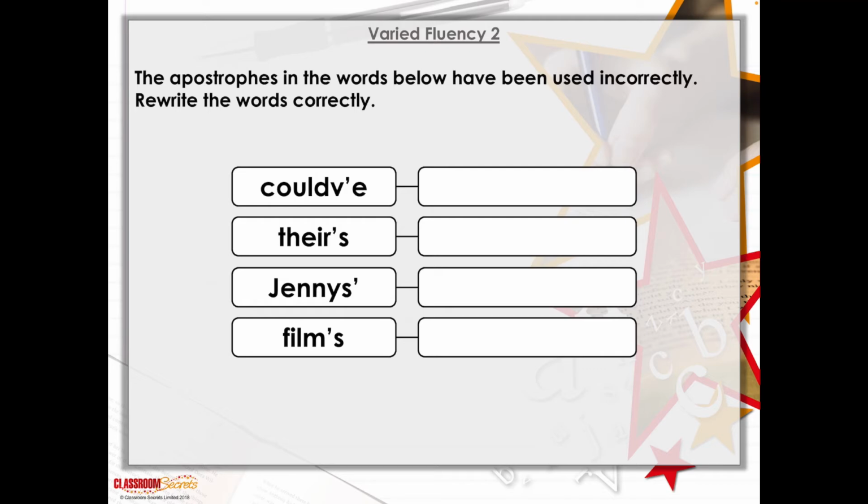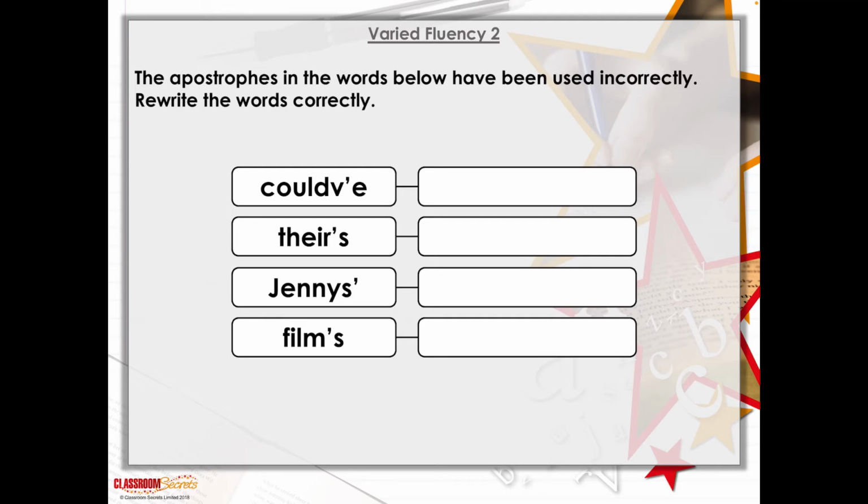Okay, so could've is short for could have. So where would the missing letters be in could have? They would not be between the V and the E. It's the H and the A from have that are missing. So the apostrophe should be after the D and before the V. The word theirs doesn't need an apostrophe at all. Okay, so this is a spelling of theirs, as in we're talking about a group of other people or another person, not the there as in THERE.